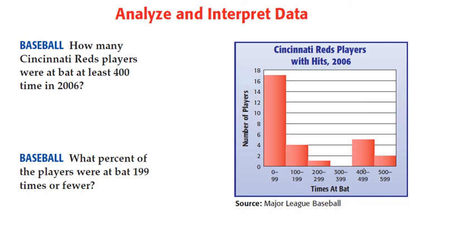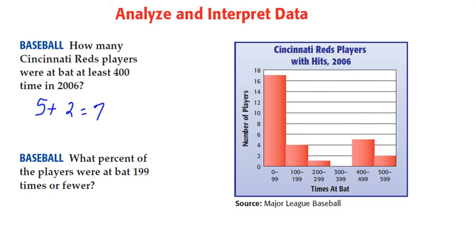Well, if we look at this table, at least 400 is the last 2 bars, and the second to the last bar looks like that is 5. So that would have been 5 players. And then the last bar goes up to 2. So if we add those 2 together, we get a total of 7 players were at bat at least 400 times in 2006.